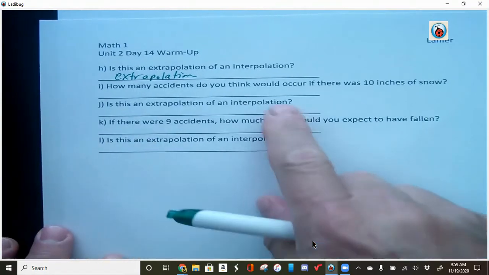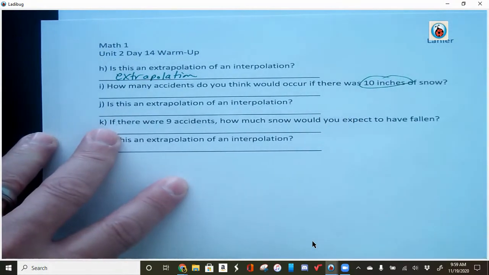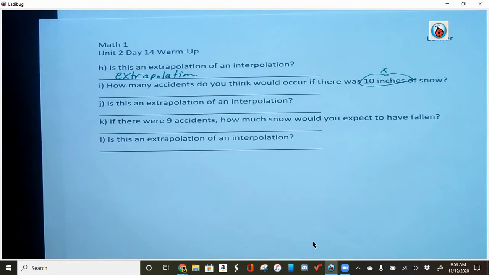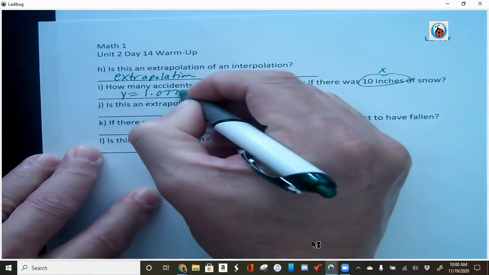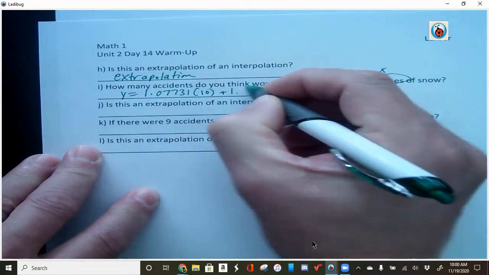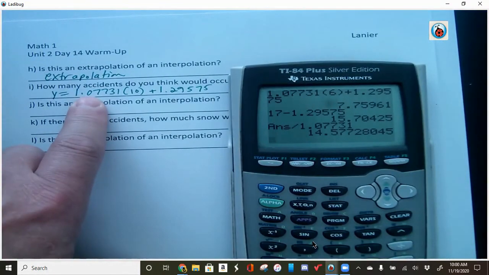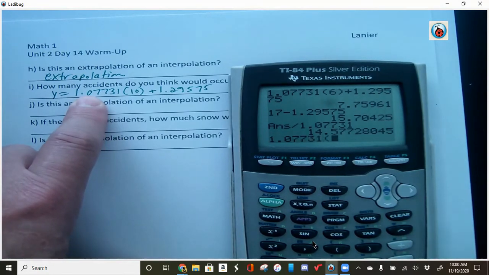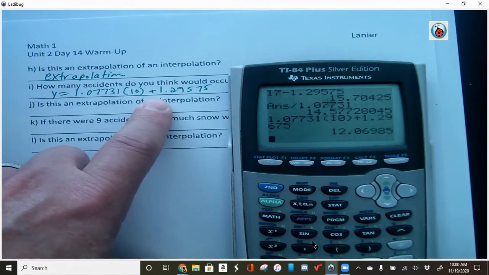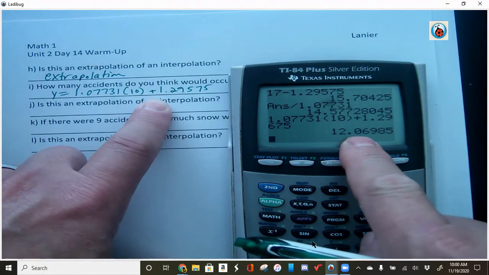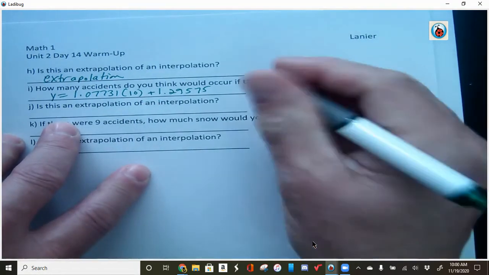Okay, how many accidents do you think would occur if there was 10 inches of snow? So again, as we mentioned before, 10 inches is an x value. So I will substitute 10 in place of the x. And I'll just type that in my calculator. Again, you can still use Desmos. Type this into Desmos. And I get 12 point, well, this is the number of accidents, so we're just going to go with 12. Okay, so we can expect 12 accidents.